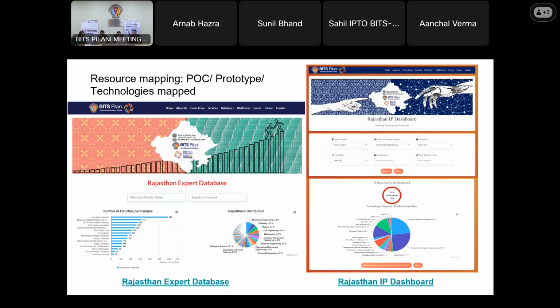If you are from an MSME or a startup background and you're struggling to find any kind of technological solution, you can come to this dashboard and search in that particular segment to see what technologies are available in the state of Rajasthan. Then you can reach out to us for further commercialization, or if you want to take that technology and scale it up for your industry, for your company. So these are the resources right now available and live on our website.